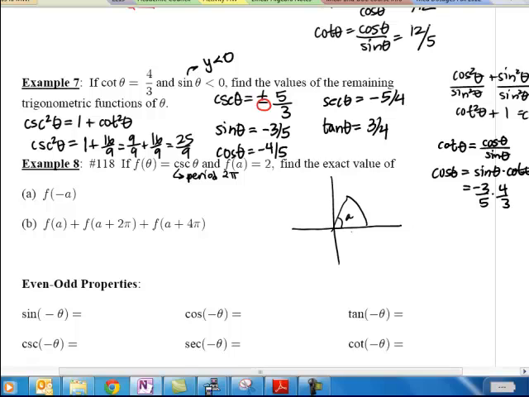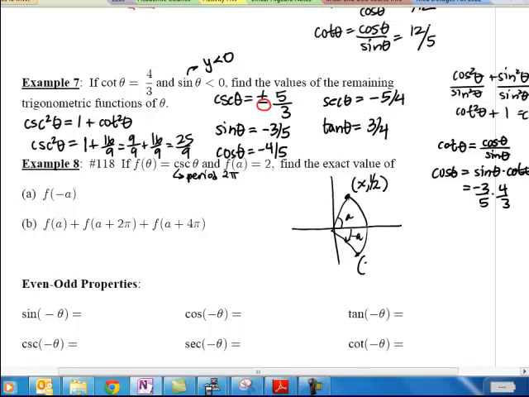If we rotate the opposite way, if this point up here was, we don't know the x, but the y is 1/2, because the cosecant is 2. That's the reciprocal of y, so then y would be 1/2.